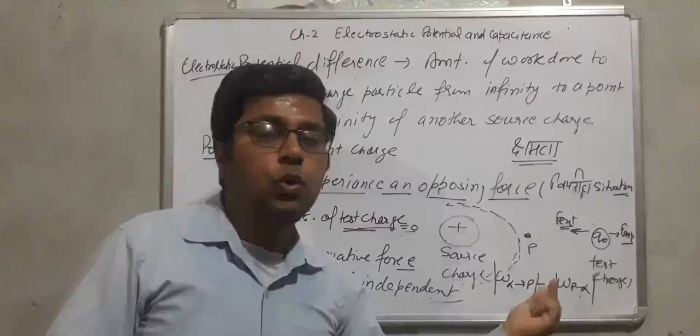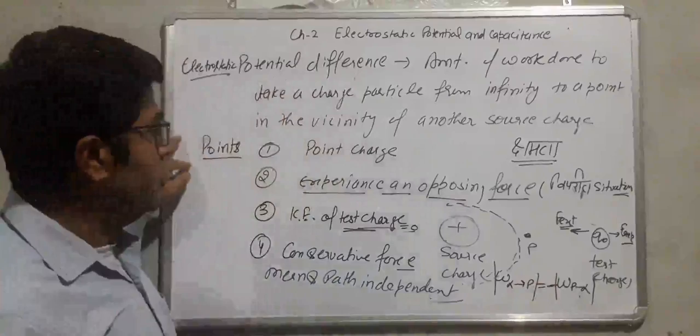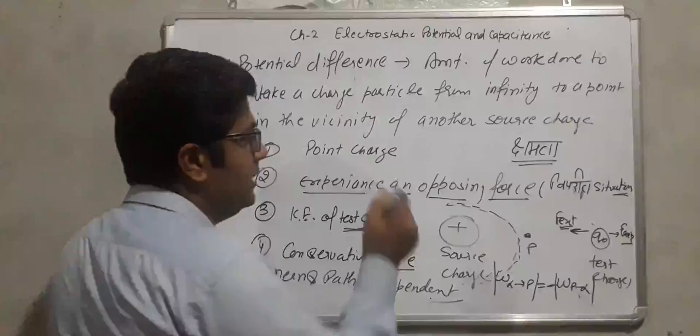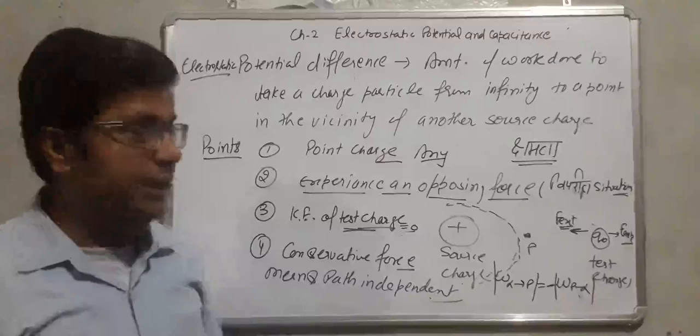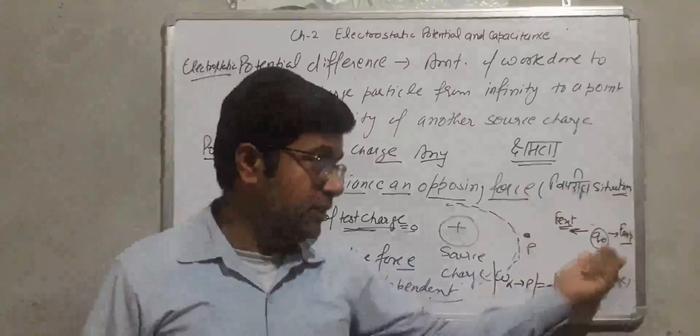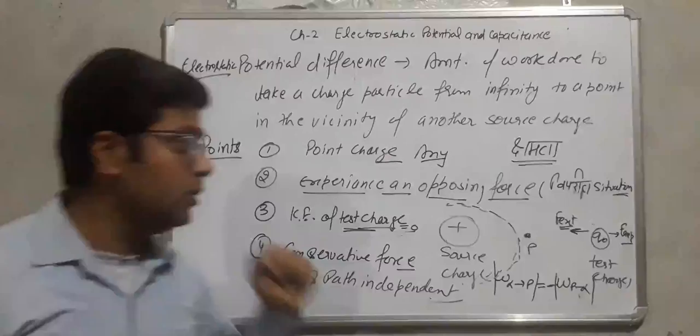Okay? Next few points we have. We are going to use a point charge. It's not compulsory. We can use any charge, but we can start with point charge, then we just multiply. Okay, now experience an opposing force. Experience an opposing force means the situation will be vipreet, opposite. Yes, here we have the repulsive force and this is the external force. Okay, they both are acting in opposite direction.